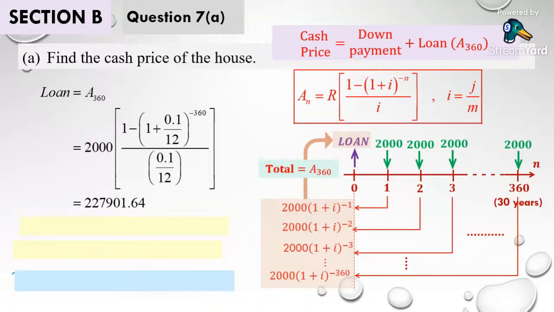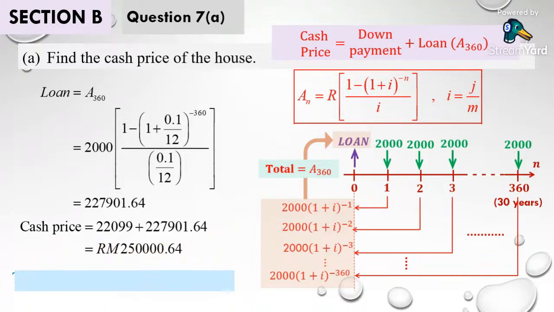Then now what we're interested is not the loan amount, but we're interested with the cash price. Berapa duit sudah bayar untuk beli rumah ini, harga rumah ini. So as you can see from the formula, I need to add this loan here with the down payment. So we plus with 22099. So the actual amount I should have is 250000.64.